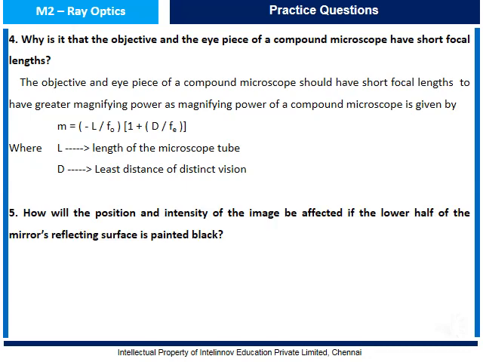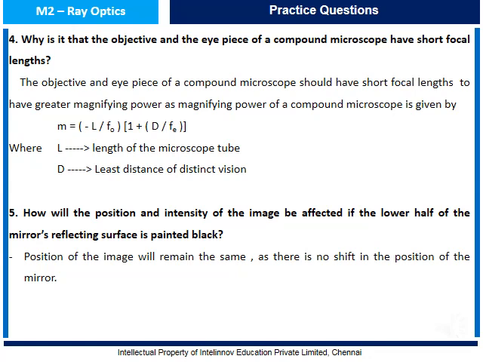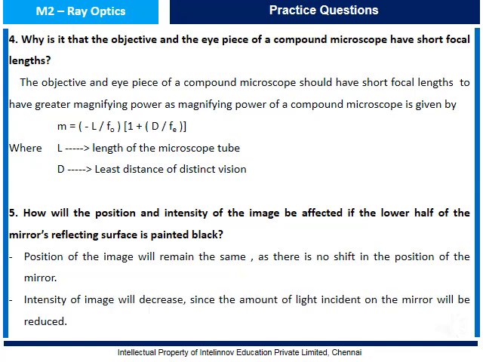Question number 5. How will the position and intensity of the image be affected if the lower half of the mirror's reflecting surface is painted black? The answer is, the position of the image will remain the same as there is no shift in the position of the mirror. The intensity of the image will decrease since the amount of light incident on the mirror will be reduced.